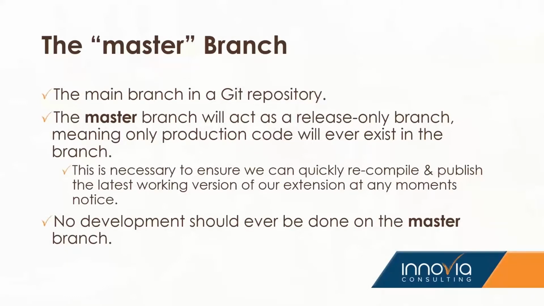So in our Git repository, we have the master branch, and this is going to be our main branch. Inside the master branch, there will only ever be production code. It'll be a release-only branch, and we want this to be the case because we want to be able to quickly redeploy, recompile the latest working version of our extension at any time. And no development should ever be done on the master branch.